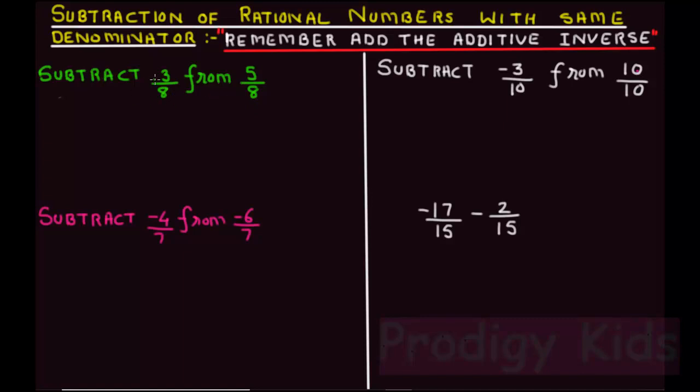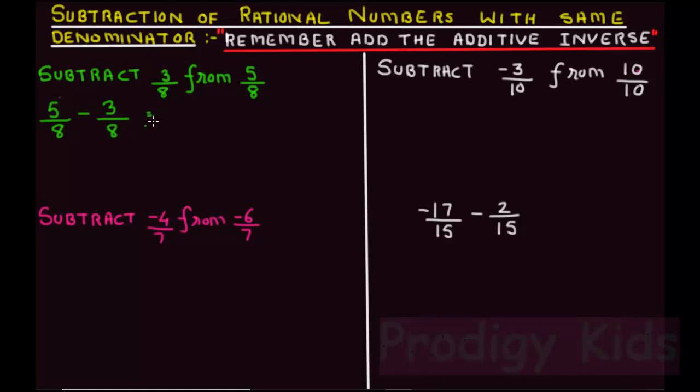So subtract 3 by 8 from 5 by 8. So how does the equation go? The equation goes 5 by 8 subtracted by 3 by 8. Why did I put it this way, not 3 by 8 from? Because I'm subtracting 3 by 8 from 5 by 8. So 5 by 8 comes initially, then comes 3 by 8.